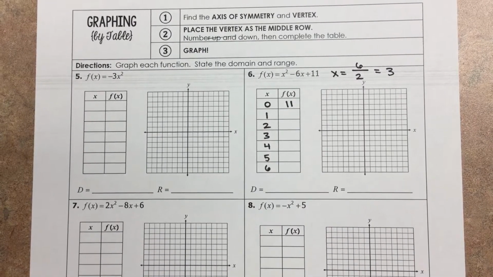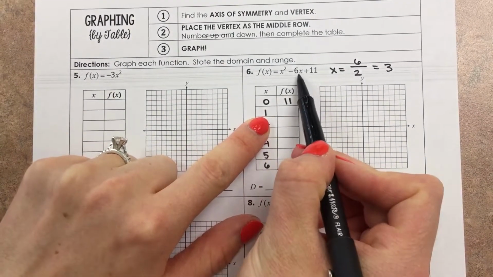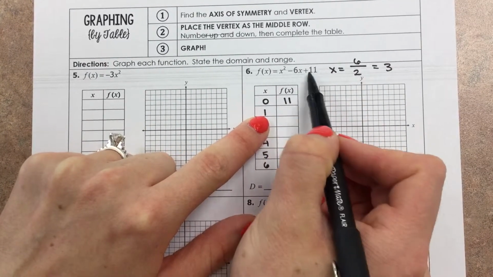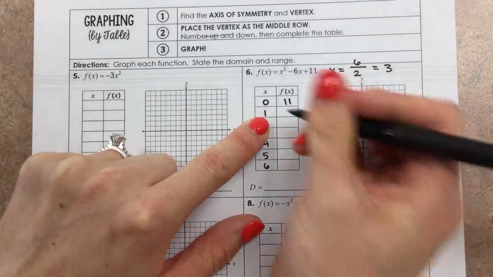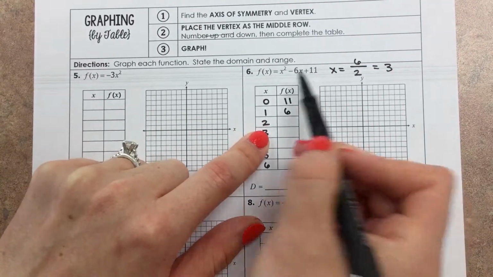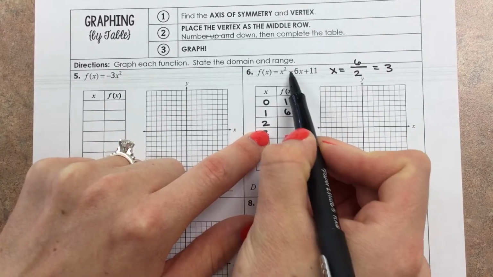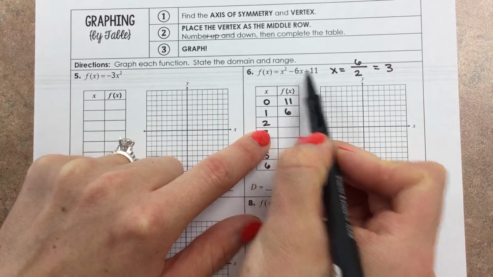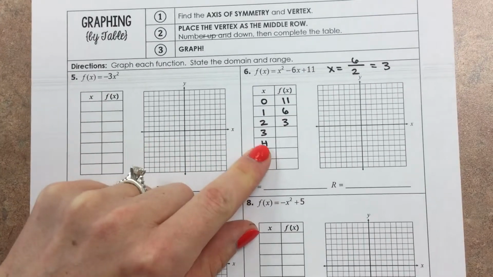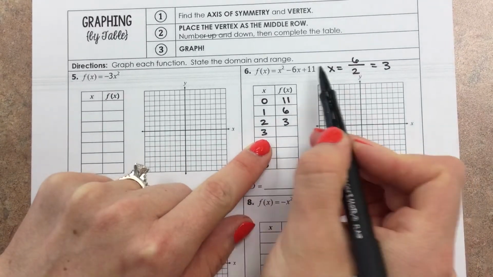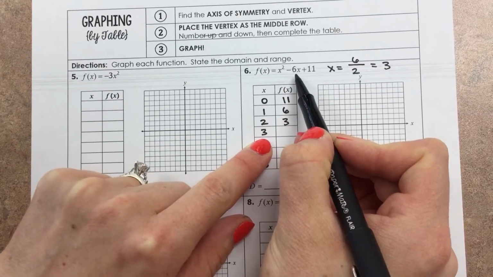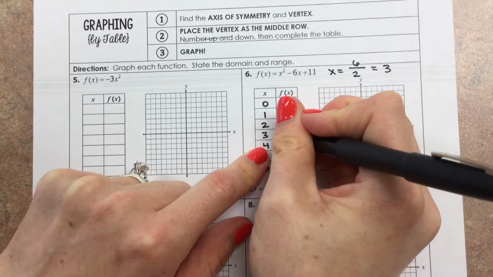Then I can plug in 1. 1 squared minus 6 times 1 plus 11. So that's 1 minus 6 plus 11, and that ends up giving you 6. Again, plug it into a calculator if you need to. If you plug in 2, you get 4 minus 12 plus 11. That is 3. And then this point ends up being the vertex. So when I plug in 3, I get 9 minus 18 plus 11, which is 2.